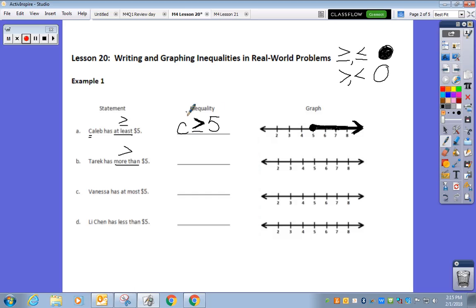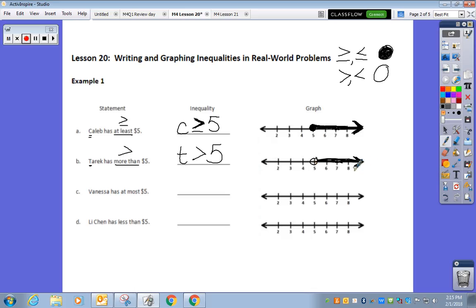For my inequality, I'll start in the same order it's written here. So T for Tarek, greater than 5. For graphing this, since it's greater than, I'm going to put an open circle, so it does not include the 5, but it would be anything greater than 5. That does include any decimal, since it's money, any decimal from $5.01 up.